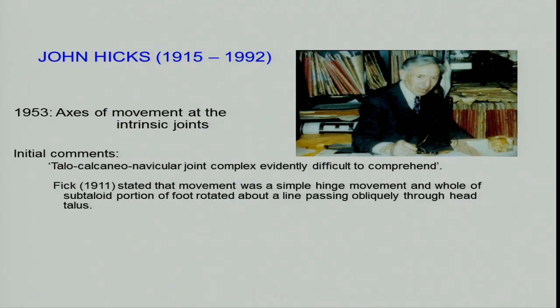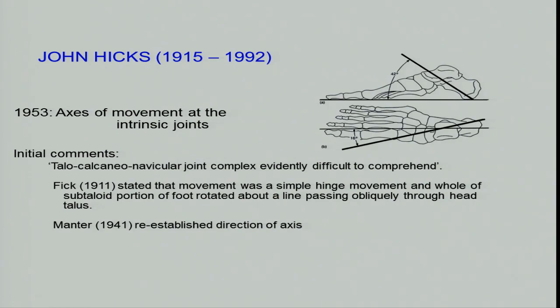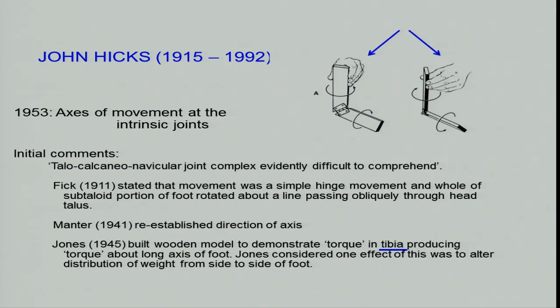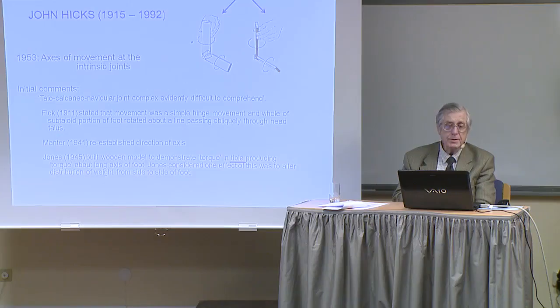Fick had suggested that the subtalar joint had a simple hinge joint movement, and it rotated about a line passing obliquely through the head of the talus. Mauter had the same idea, and if you remember, Jones built a little wooden model with an oblique hinge to demonstrate the torque movement in the tibia, which produced movement in the long axis of the foot. And he considered that one aspect of this was to alter the distribution of weight from side to side of the foot, which of course was pretty good.